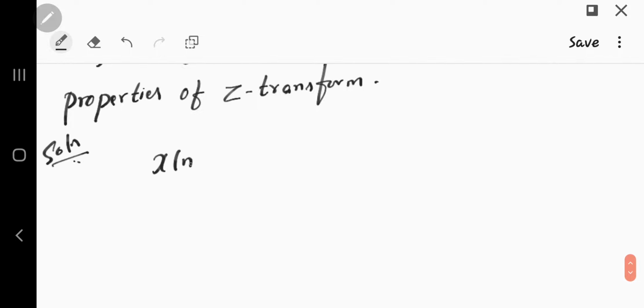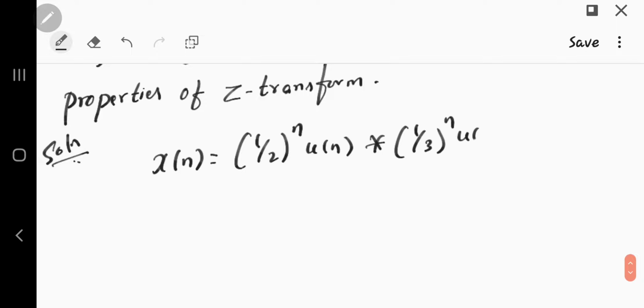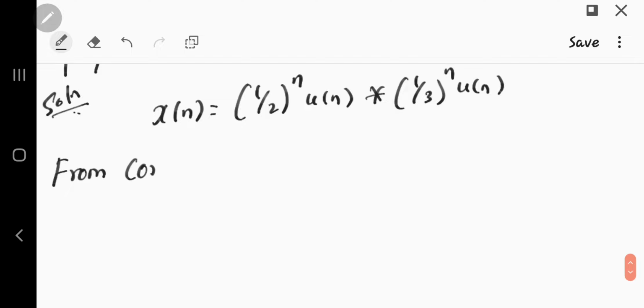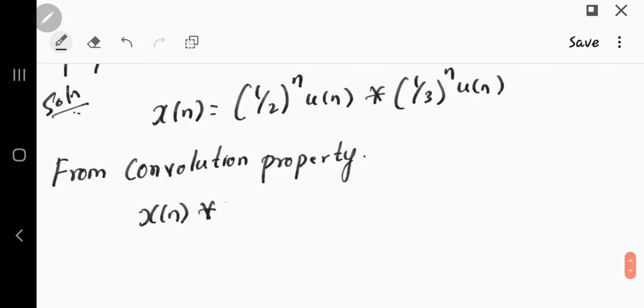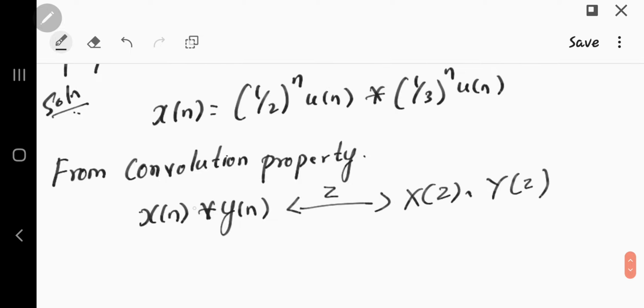So given x of n is equal to (1/2)^n u[n] convolved with (1/3)^n u[n]. Now the property it resembles is the convolution property. So let's take that one. From the convolution property, we have x[n] convolved with y[n] should give X(z) into Y(z).